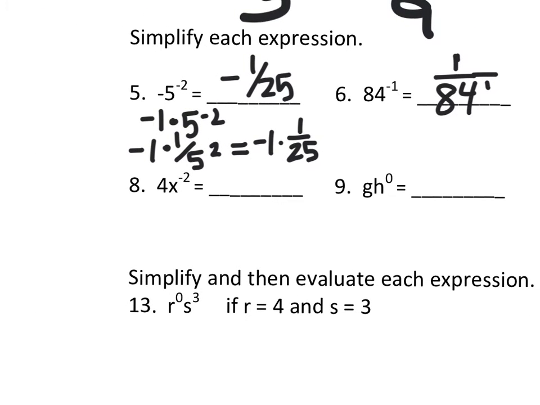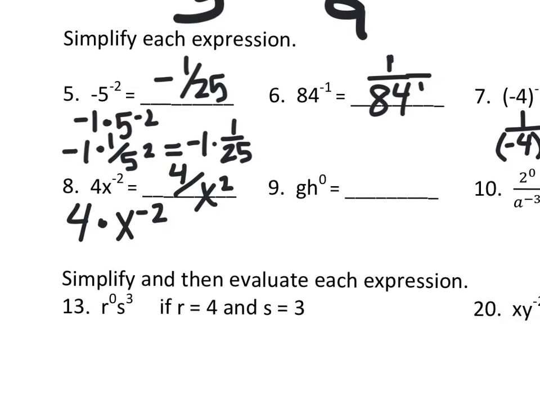So in this next one, in number 8, we've got 4 times x to the negative 2. I'm rewriting it so that I remember it's not the 4 that's being squared, it's just the x. And the x with the negative exponent, that's what's having us move to the bottom. So the 4 gets to stay, but the x squared moves to the bottom and becomes positive.